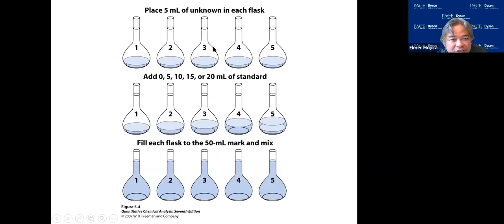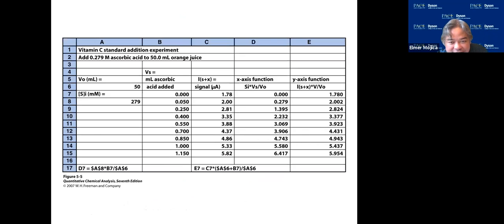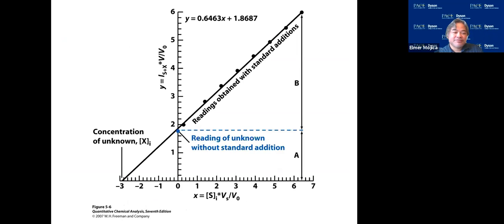Now, how are you going to do it when you have a standard addition? For instance, here, you place 5 ml, the same volume, of all the samples that you have, and you add different amounts of the standards. The only one that you don't add to is here. Then you're going to dilute everything to 50 ml, and you will end up getting a calibration curve like this one.